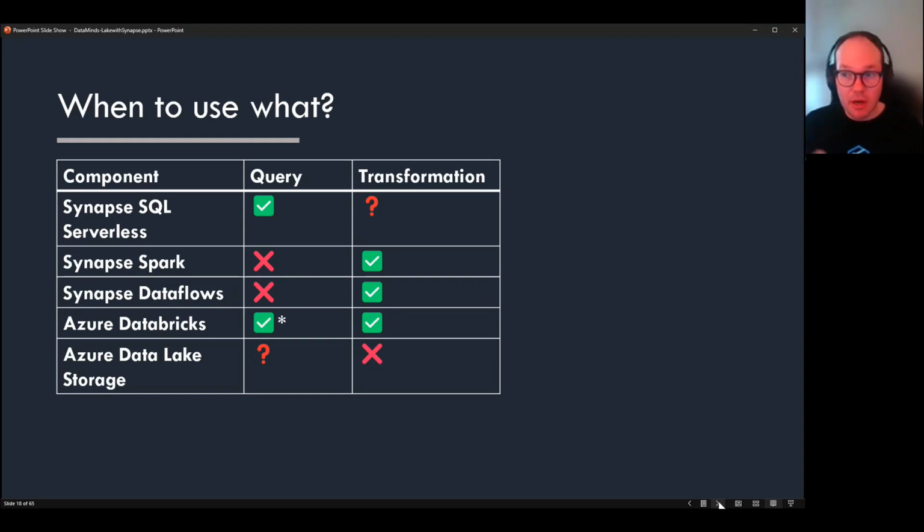Synapse Spark though, what role is that playing? It's playing the role of a transformation engine, merging data together, joining different tables, doing upserts, et cetera. So it's playing that transformation layer that we think of as classic ETL in classic ETL scenarios. But it's not really a query technology. And this is one of the areas where I would say that Synapse Spark and Databricks have extremely different ways of working.